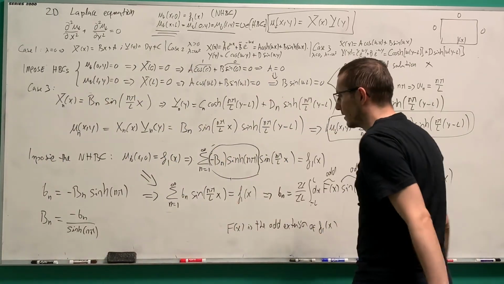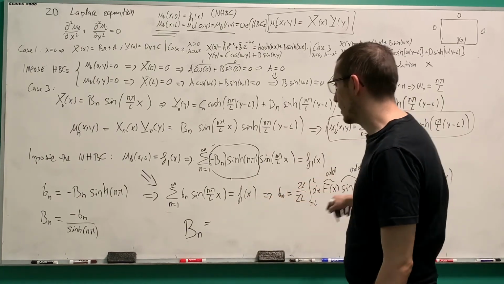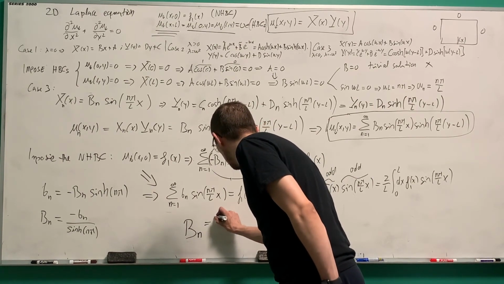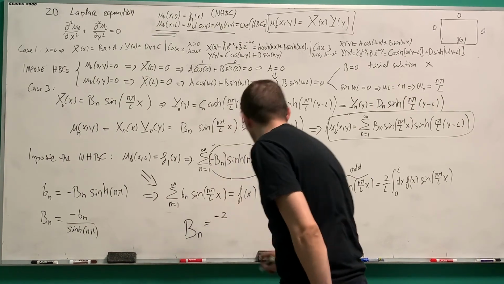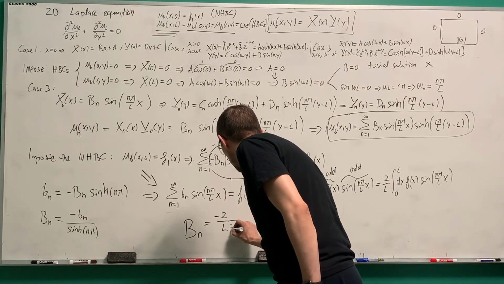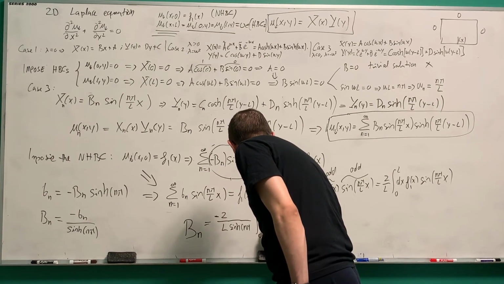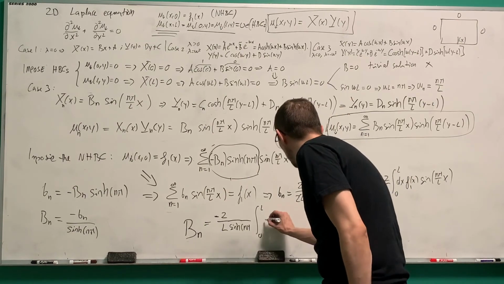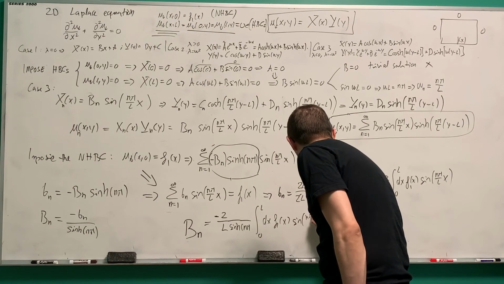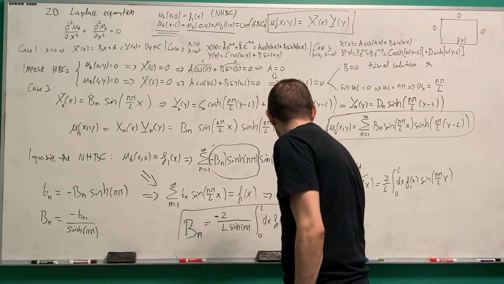So finally, the result that we arrived to, let me erase this. The constant Bn would be, let's say if you want, minus 2 over L times the sinh of n pi times the integral from 0 to L of dx f1 of x sine of n pi x divided by L. Okay, those are the coefficients Bn.